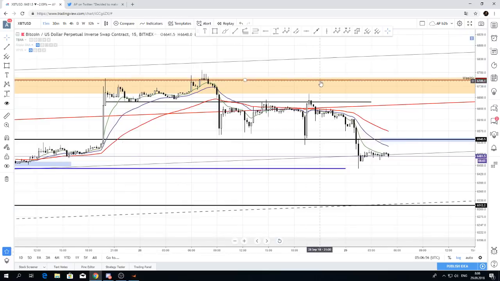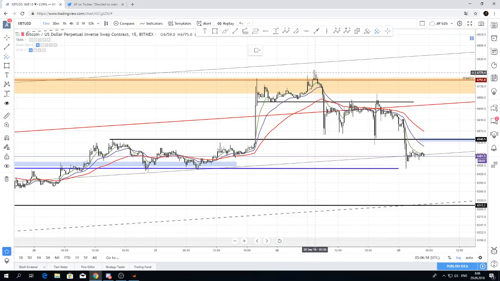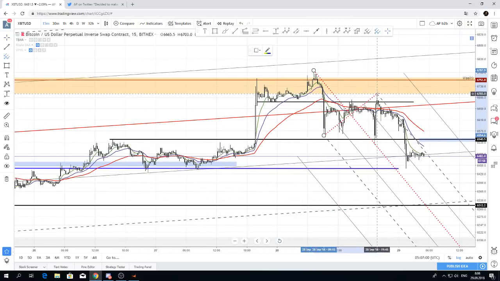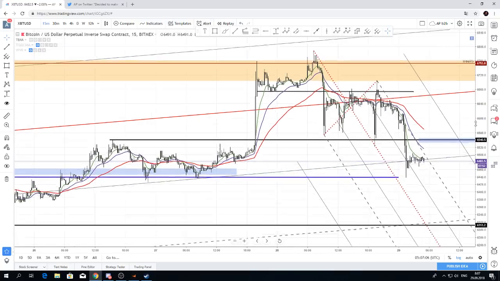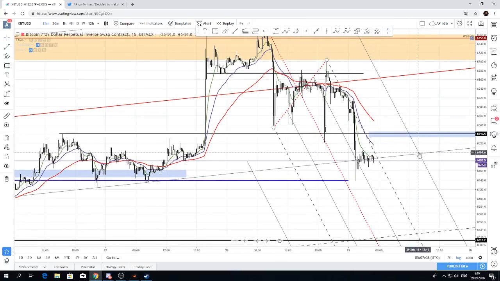Now let's go into 15-minute time frame and plot the descending channel for the current price action here, and until we break through this boundary, I will be looking for shorts as my directional marker. The pitchfork is telling me to look for some.